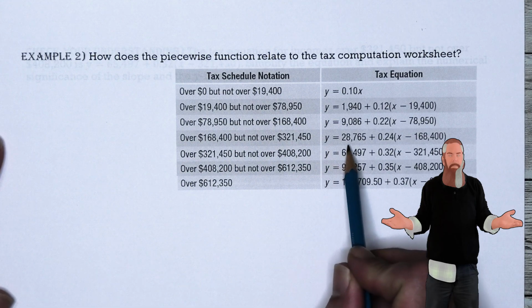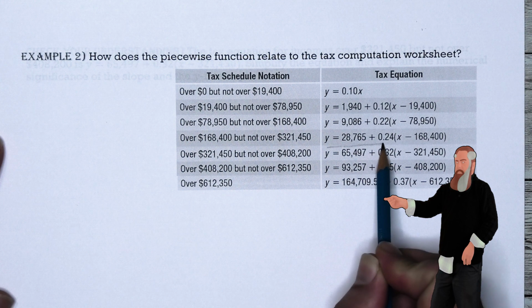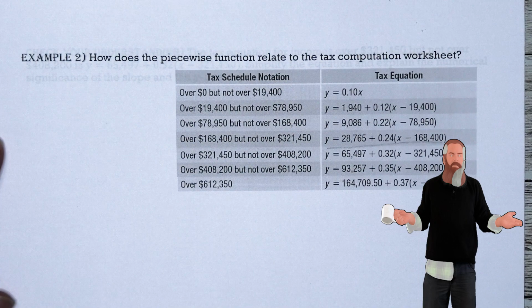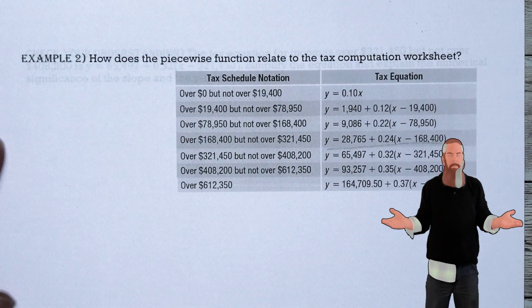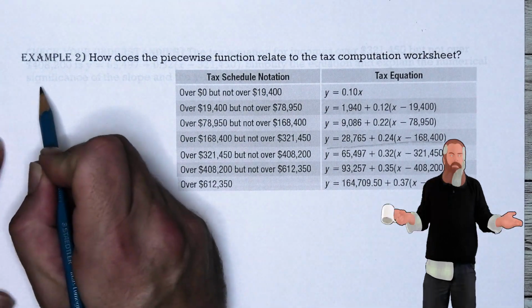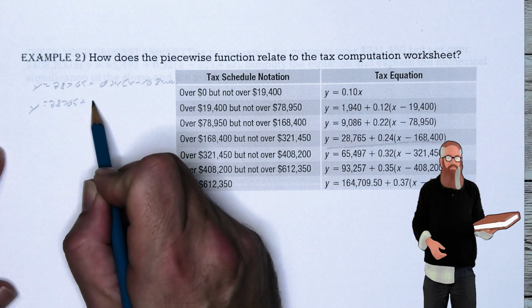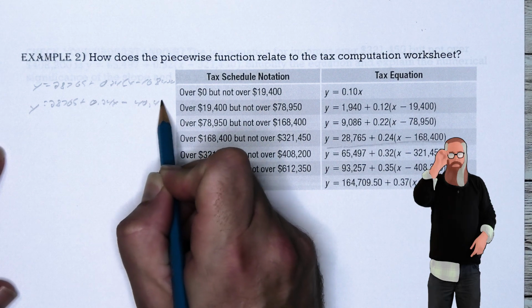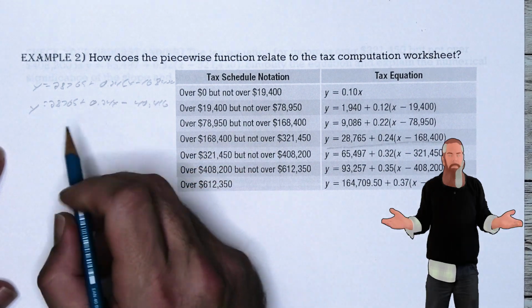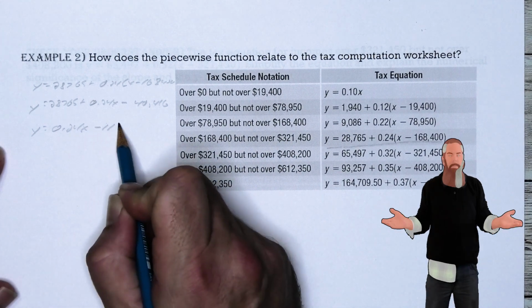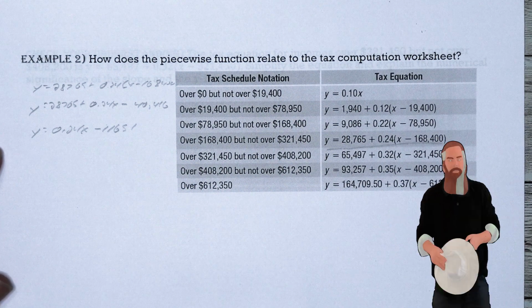y is equal to $28,765 plus 0.24 times x minus 168,400, where y represents the tax and x represents the taxable income. Use the distributive property and combine like terms as follows. We distribute out this 0.24 to get 0.24x minus 40,416. When we combine those like terms, we get y is 0.24x minus 11,651. The final equation is in the slope-intercept form of a linear equation.